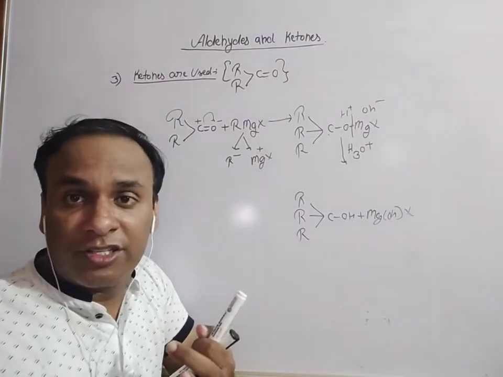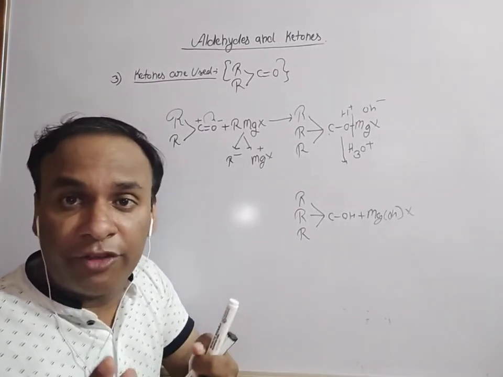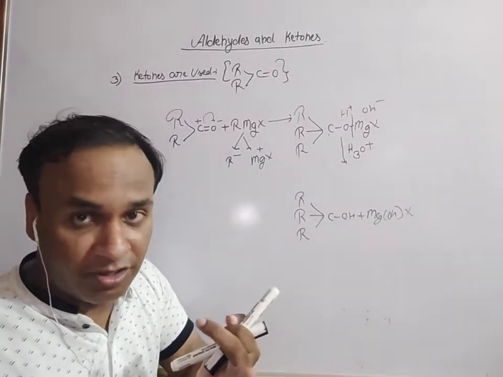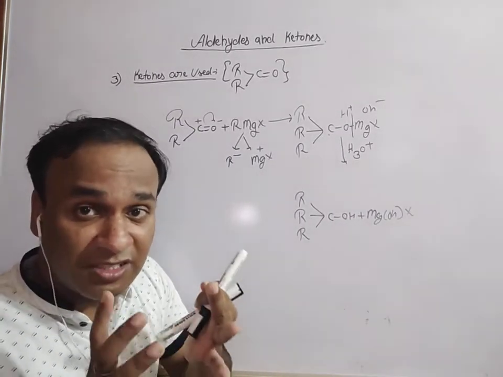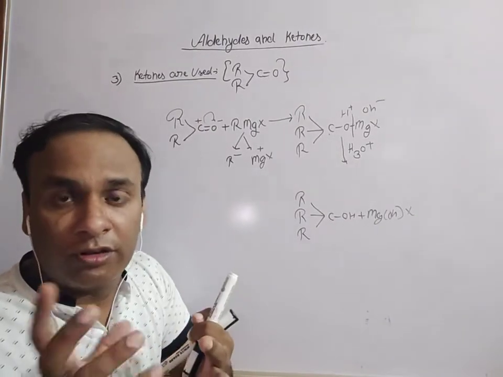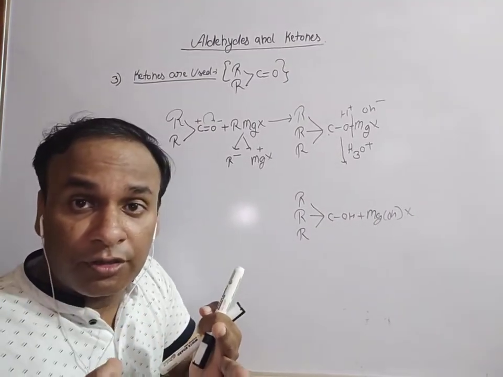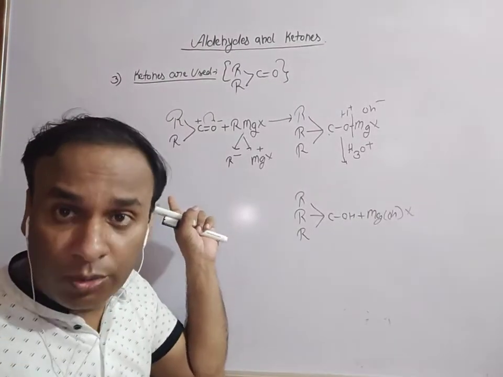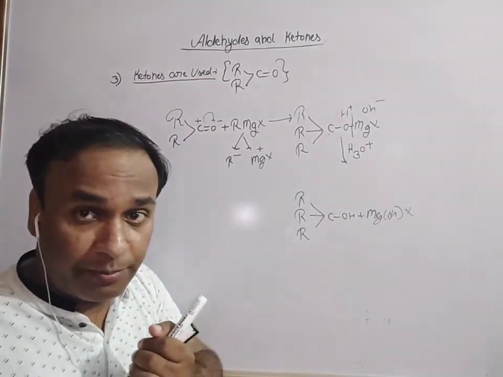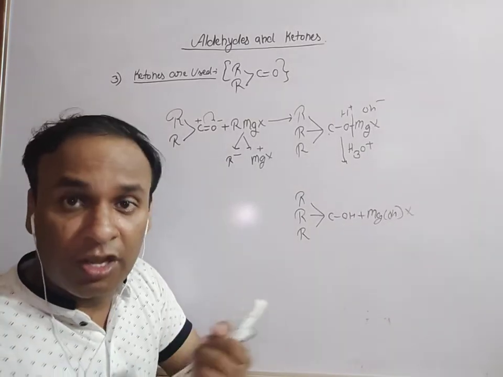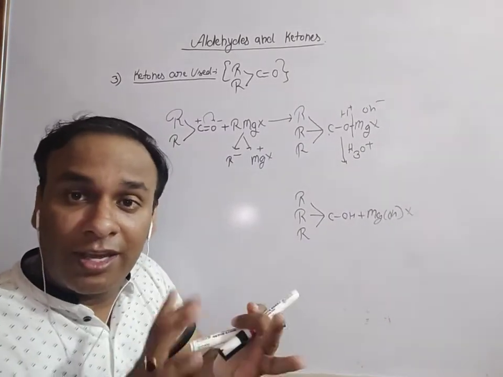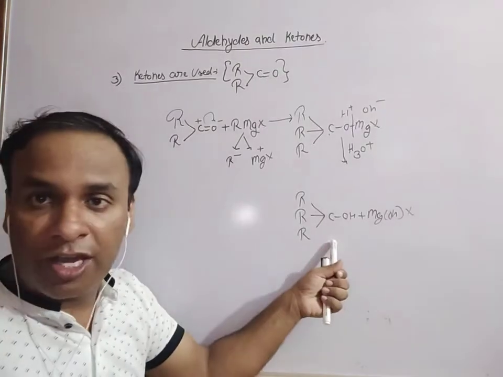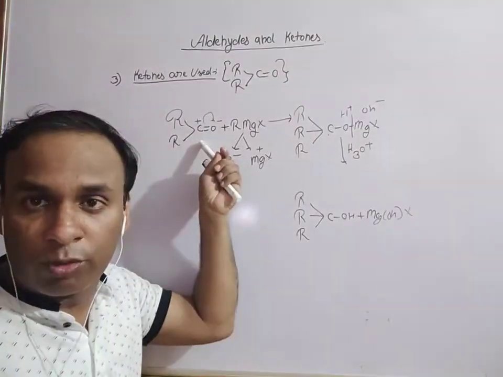The Grignard reagent is the method by which we can get primary alcohol, secondary alcohol and tertiary alcohol. So this reaction is very important in order to convert carbonyl compounds into alcohol. For primary alcohol, formaldehyde is used. For secondary alcohol, any other aldehyde is used except formaldehyde, and for tertiary alcohol we use ketone.